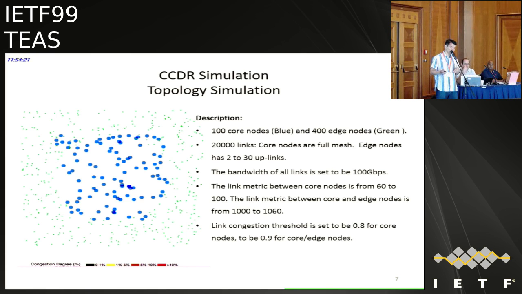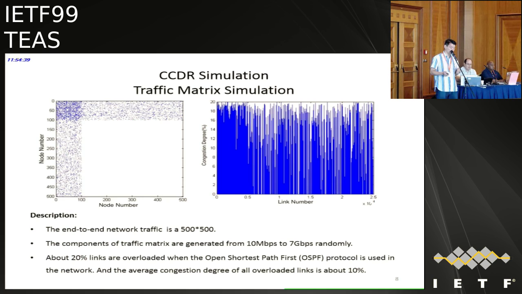And the metric of the link between edge node and core node is set to 1000 to 1060 randomly. And we also set a link utilization threshold. For the link between core nodes, it's 80%. For the link between edge node and core node, it's 90%.